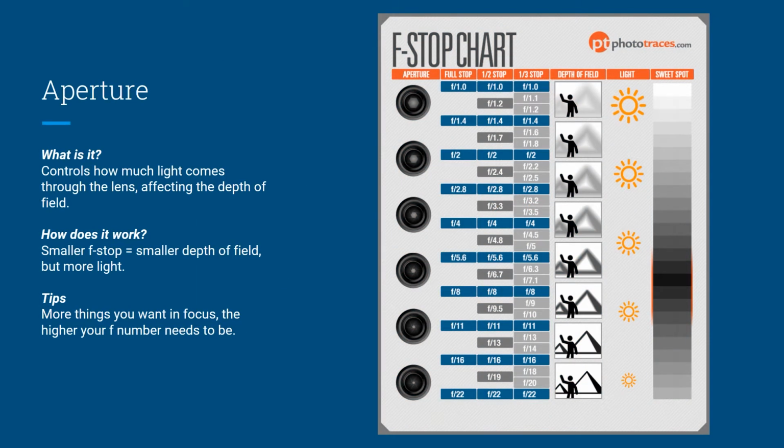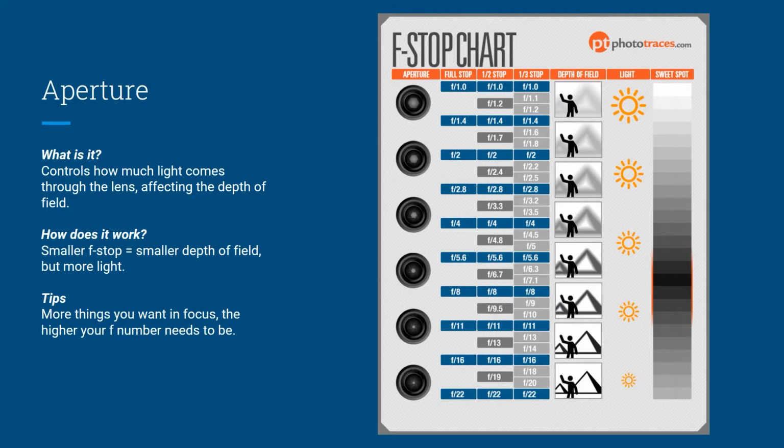The aperture is the opening in the lens through which light passes to enter the camera. As I said in the previous video, think about how our pupils expand in response to light. This affects the depth of field and is measured in f-stops. The smaller the f-stop, the smaller the depth of field is, but the more light is let in through the lens. The larger the f-stop, the more of the photo is in focus, but the less light is let in because the aperture itself is smaller.